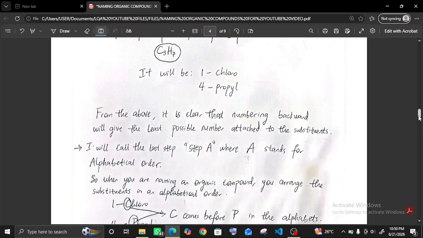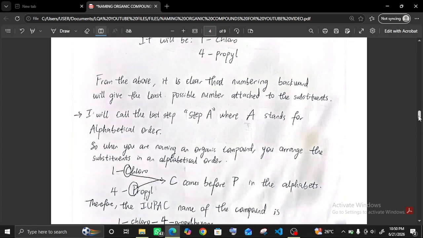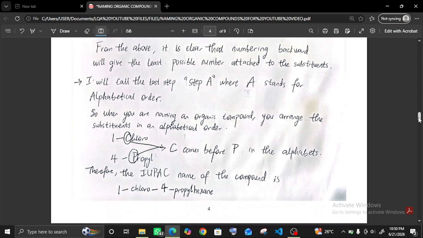The last step is step A, which stands for alphabetical order. So when you are naming organic compounds, you make sure that the substituents follow alphabetical order. For example, in this organic compound, C comes before P, and C is 1-chloro, P is 4-propyl. So that means that in the name, you must have 1-chloro followed by 4-propyl.